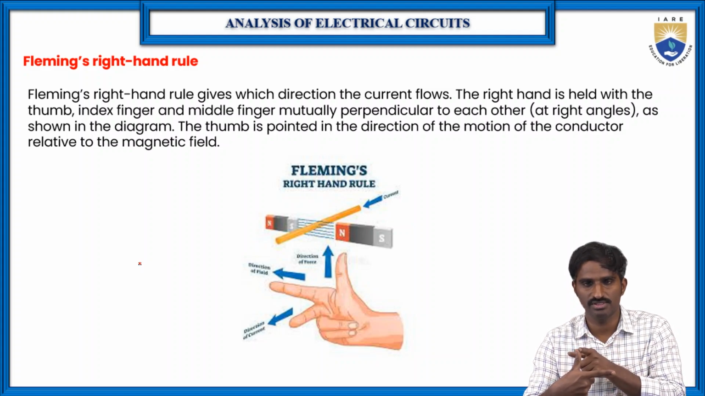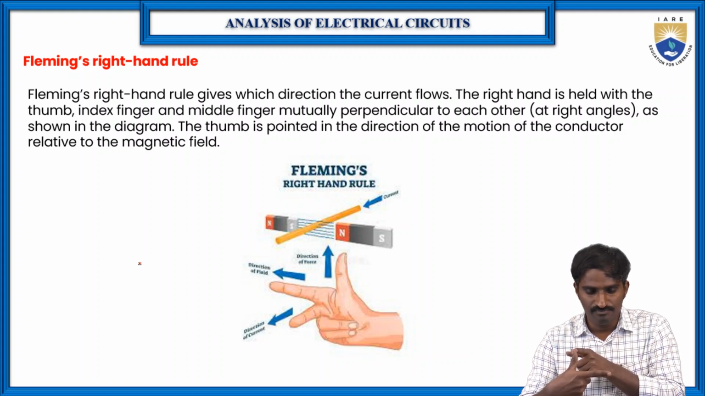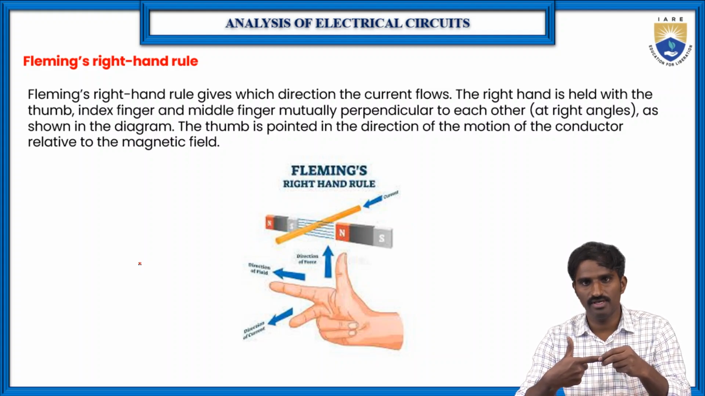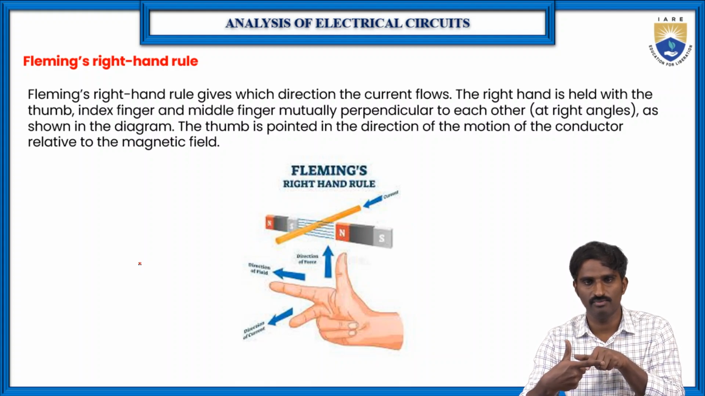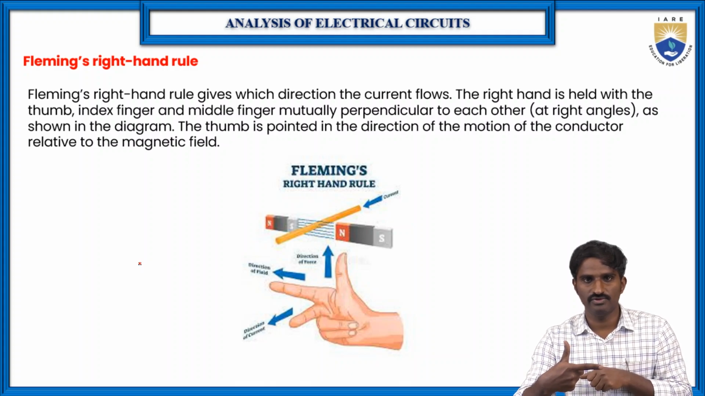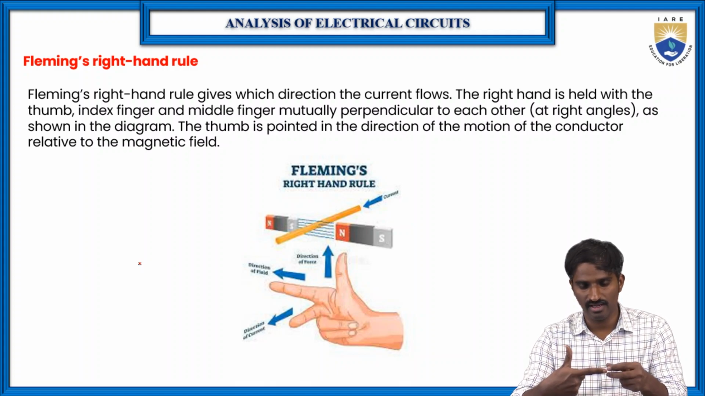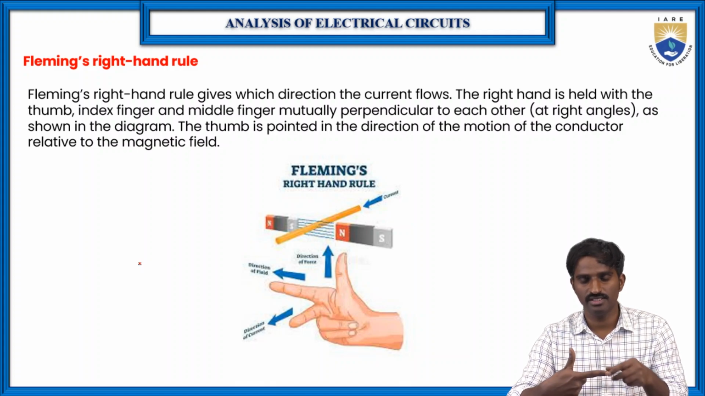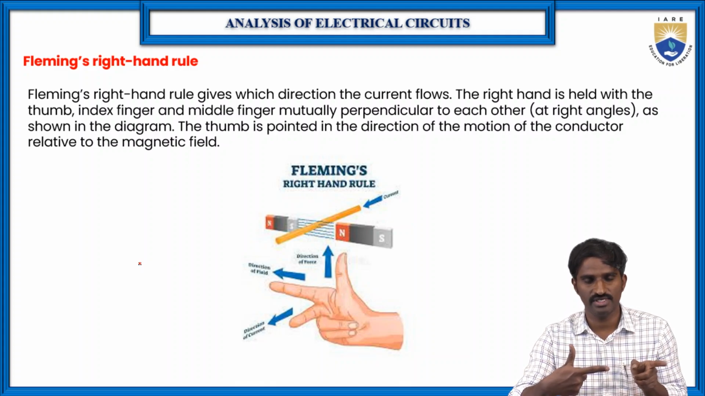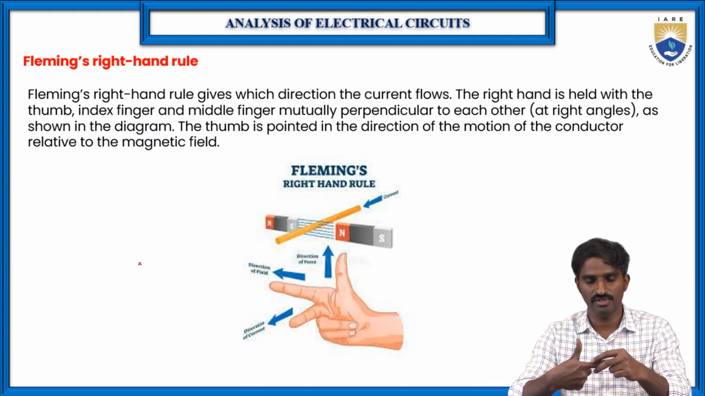So here the thumb represents the direction of the force, and the forefinger represents the direction of the field. Which means if you know any one of these three directions, then we can find the other two. If you know the direction of the field, then place the middle finger accordingly. Let us consider the direction of the field is from right side to left side. Then I place my right hand fingers like that.